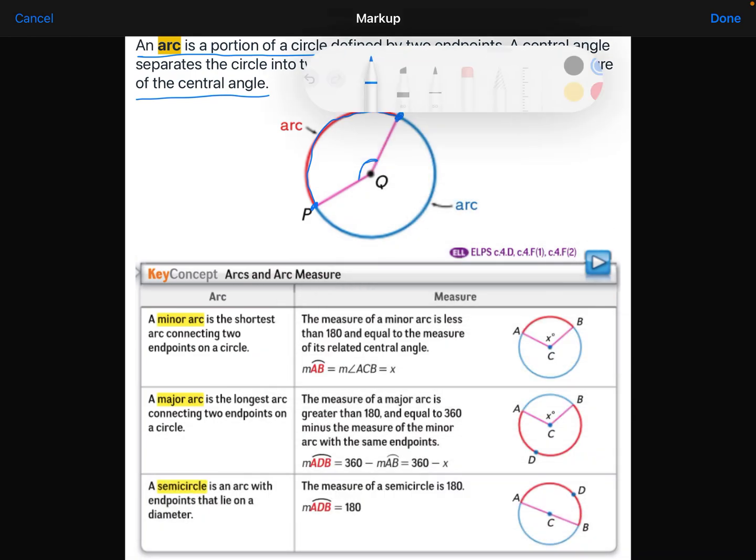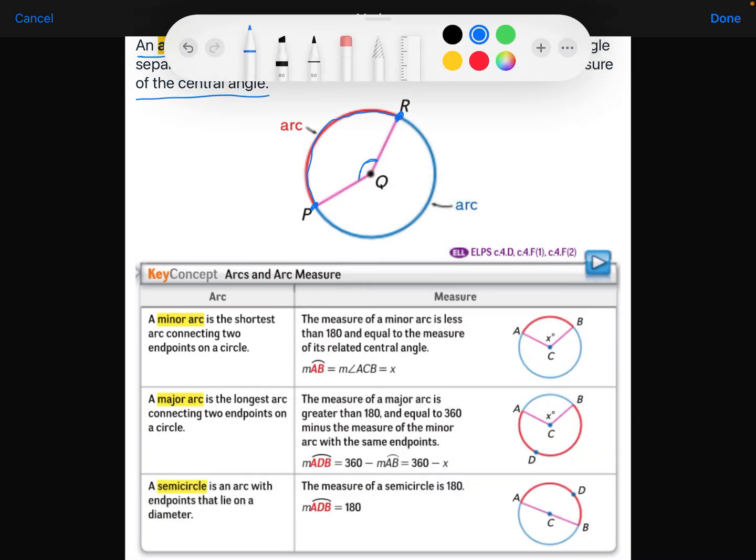What we know about arc measures is that a minor arc is the shortest one. So this one here is the shorter one that we just looked at. That's going to be the minor arc, the shortest arc connecting the two endpoints on a circle. Since it's the shorter one, a minor arc has a measure less than 180 degrees and equal to the measure of its related central angle. So arc AB is going to have the degree measure of x degrees.